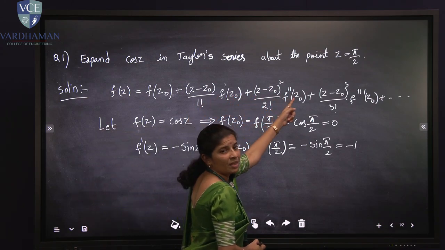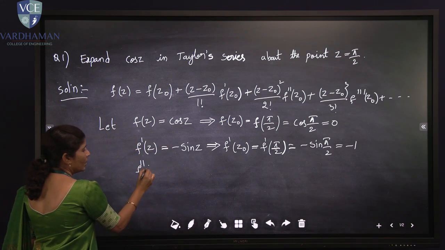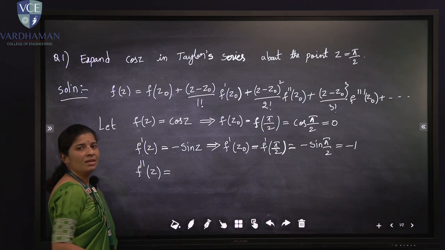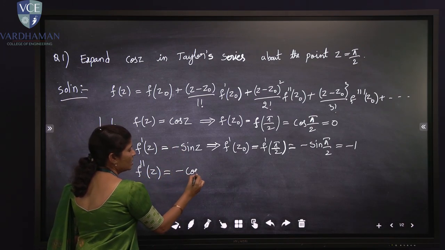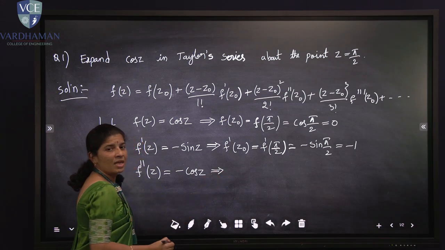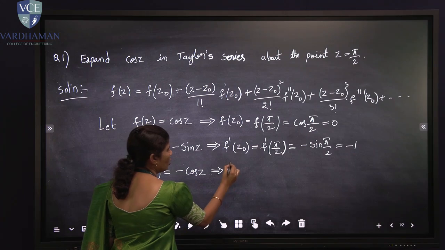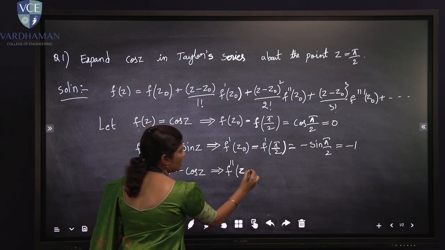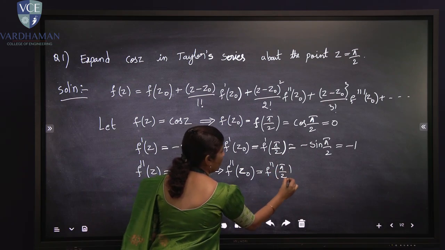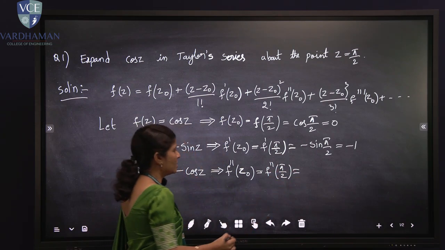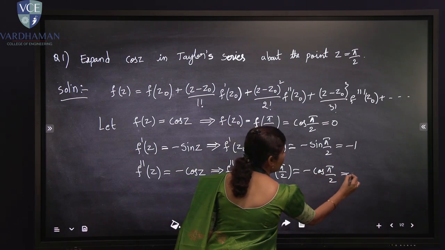In the expansion we have the third term, that is f double dash of z naught, which we have to calculate. f double dash of z means once again the derivative of f dash of z, that is, the derivative of minus sin z is minus cos z, and in this, as it is, in place of z we replace z naught, that is f double dash of z naught, where the z naught value is pi by 2, and we know the cos pi by 2 value is 0, that is minus cos pi by 2, and it is equal to 0.